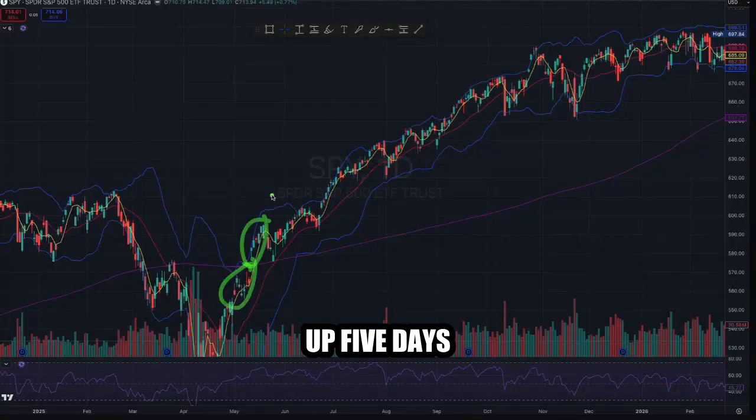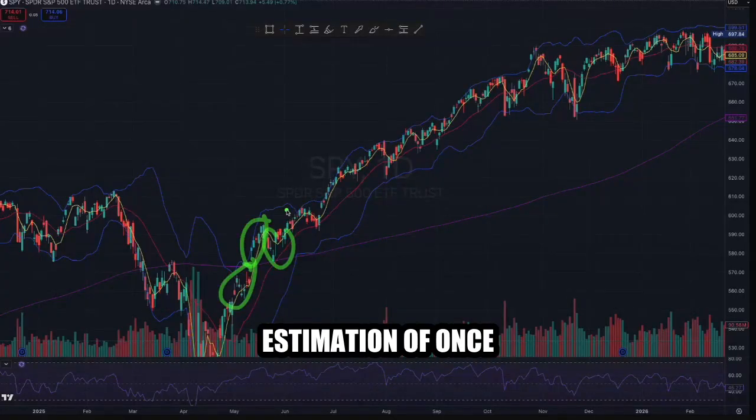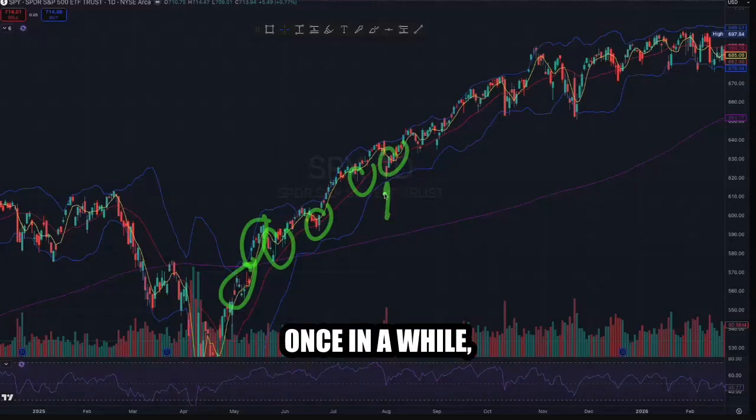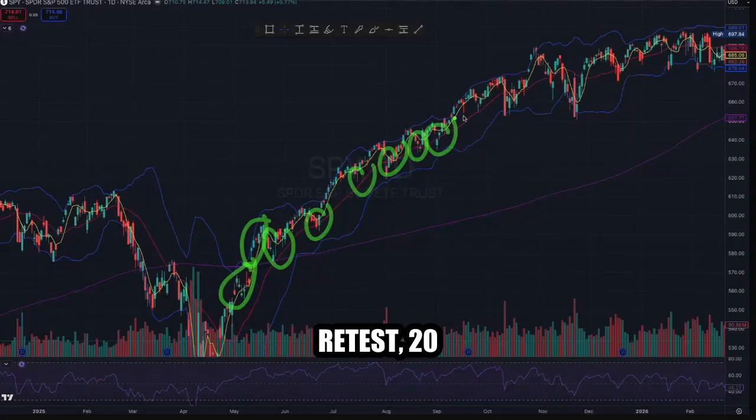Every time we trend up, the 5-day is tested once in a while, right? And I used a very rough estimation of once a month that it will retest the 20-day moving average, right? You see it here. You see it here. Once in a while, we too have to grab liquidity from the bottom Bollinger: 20-day retest, 20-day retest, right? This is also a bottom Bollinger retest.